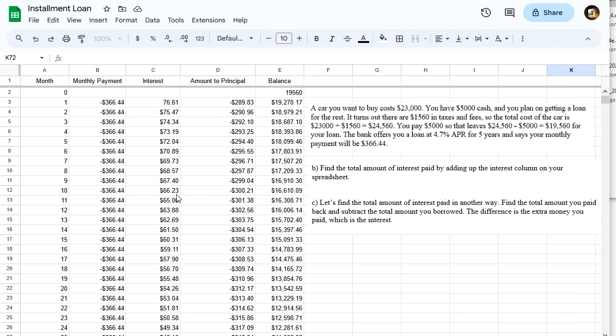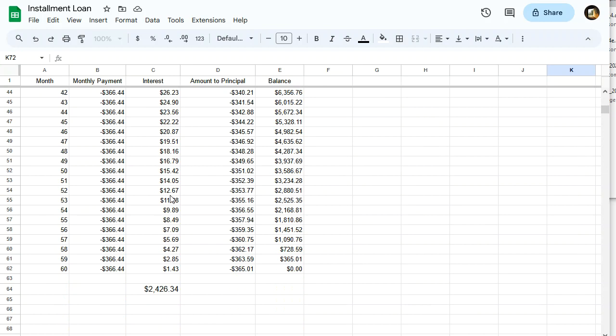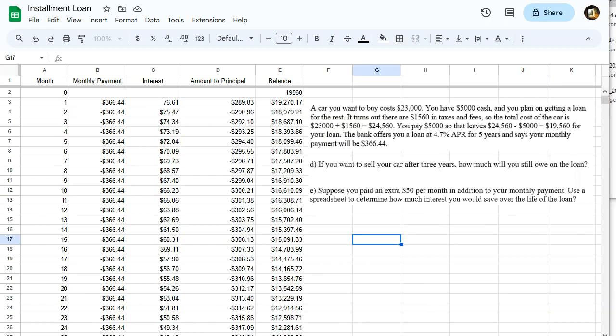Now, the cool thing about the spreadsheet is that it shows you how your interest is broken out. You're not paying the same amount of interest every month. At the beginning, you're paying more interest per month and less towards your principal. And at the end, that number goes down, down, down.